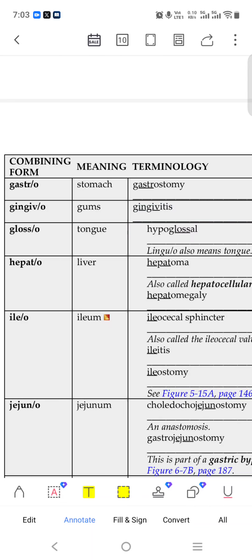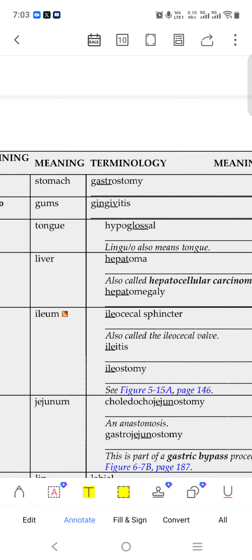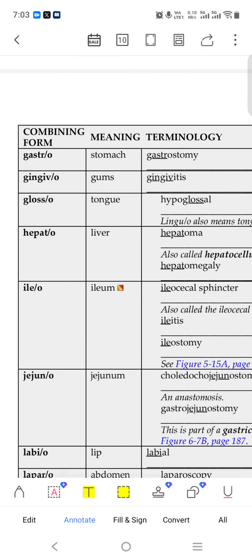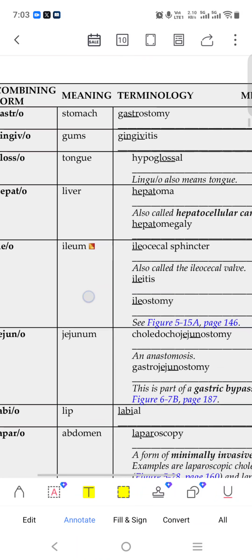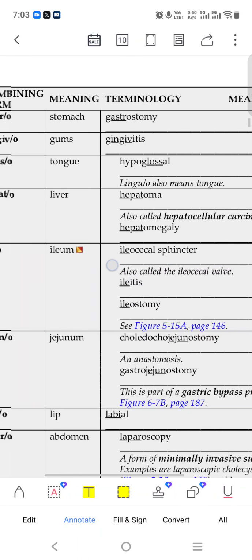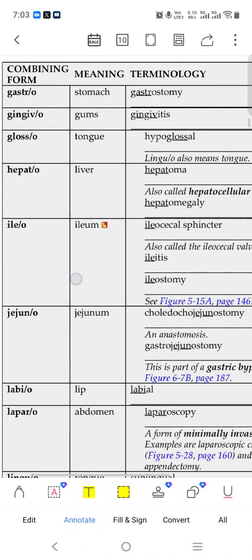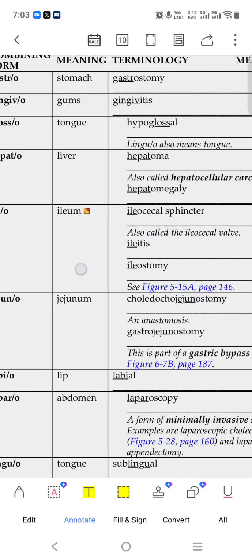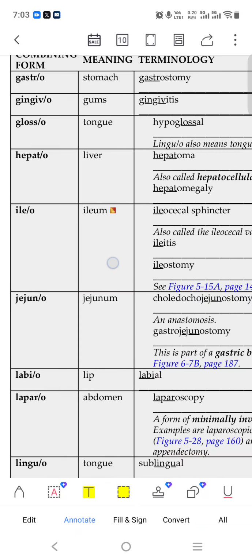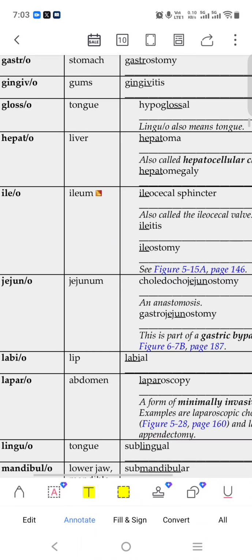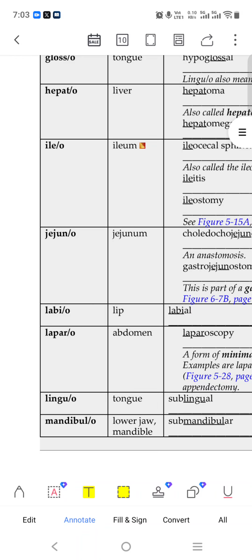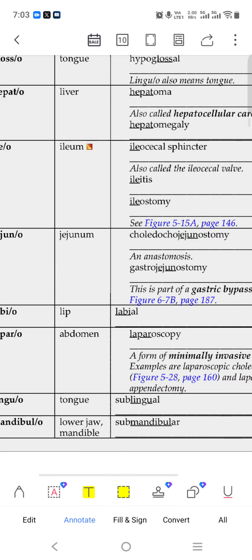Glossum means tongue, like hypoglossal. Hypo means below that tongue, okay, it means hypoglossal. Hepatic means liver. Hepatoma means a tumor of that liver has happened. Hepatocellular carcinoma. Ileum means our intestine area. It is the ileocecal sphincter, my intestine sphincter, that portion. Okay. Ileitis, inflammation happens. Ileostomy, operation happens on that area, like some portion has been cut out. Jejun means jejunum. Okay. Choledochojejunostomy. So anastomosis of the gastrojejunostomy.